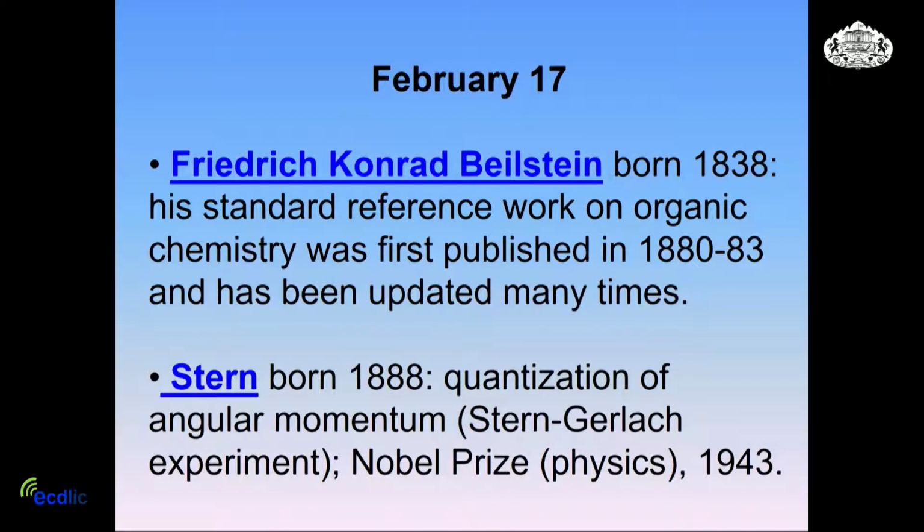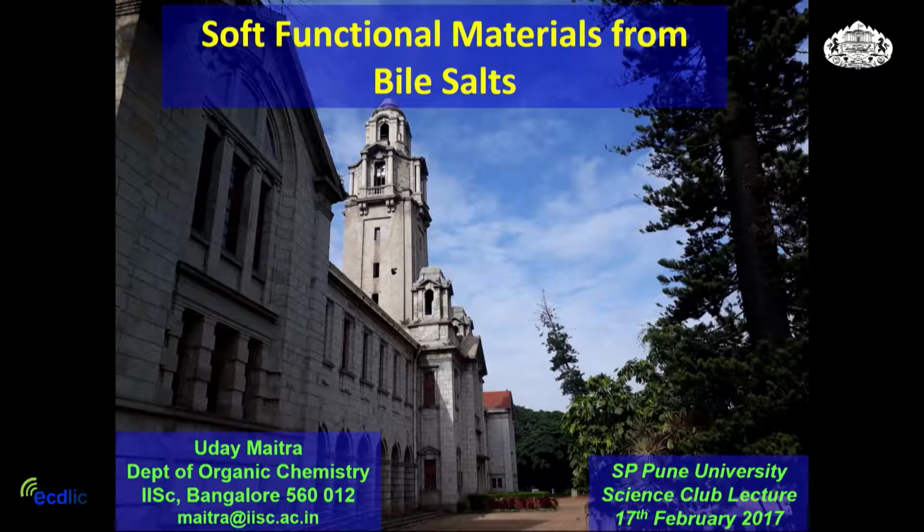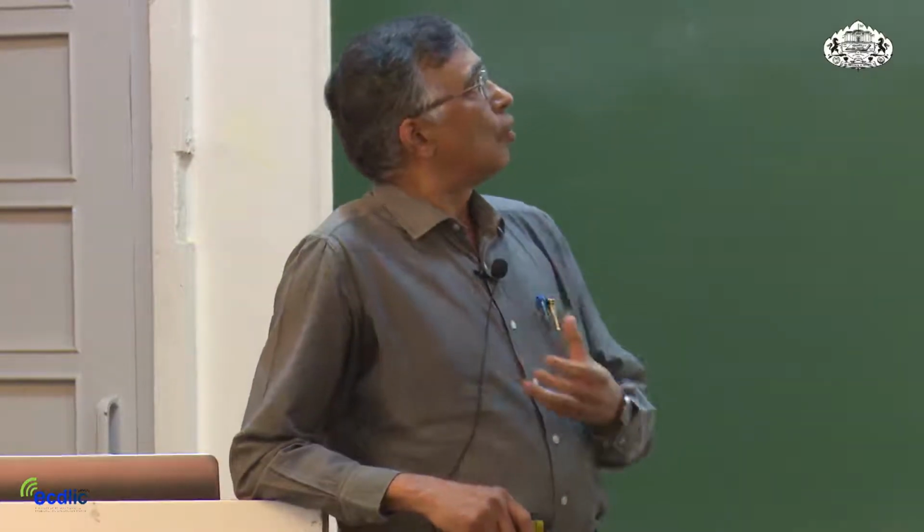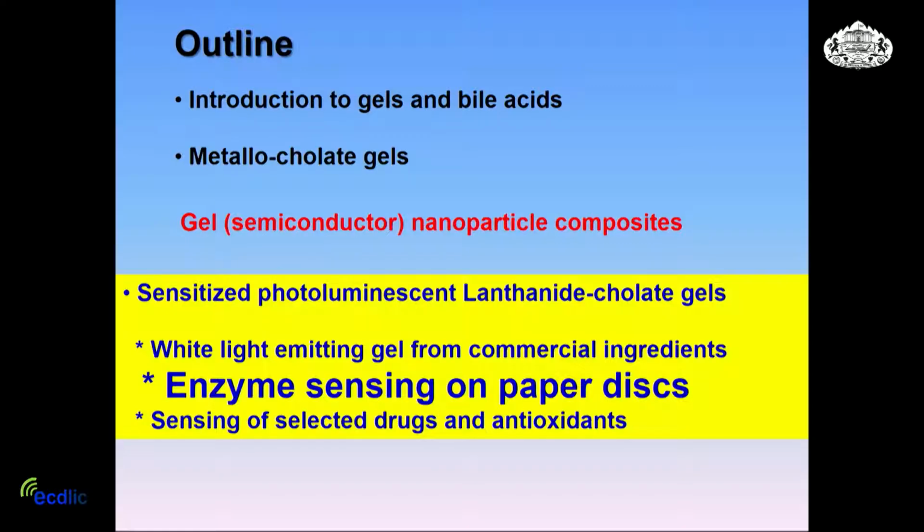Since I am going to talk about soft materials from bile salts, let me define the kind of soft material I am going to speak about. These are materials which are known as gels, which many of you have seen and experienced in food and cosmetics. So my outline is an introduction to gels and bile acids. Then I will talk about metallocolloid gels. The red part I will skip completely.